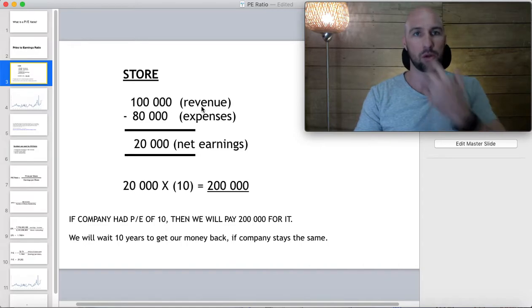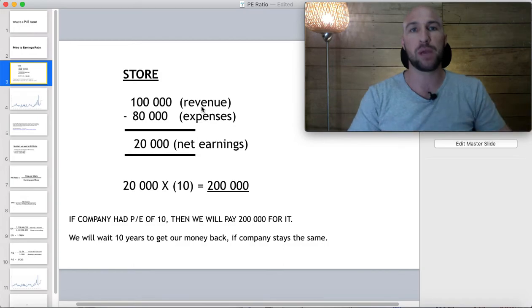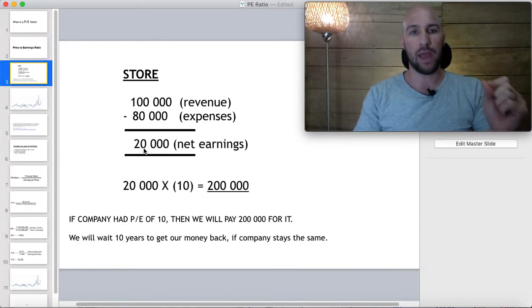You say, yeah, but you have all this candy, you have this chair, you have people working for you. What are your expenses? He says, okay, my expenses are $80,000, or whatever currency you want to use. So then we end up with 20,000 of net earnings.